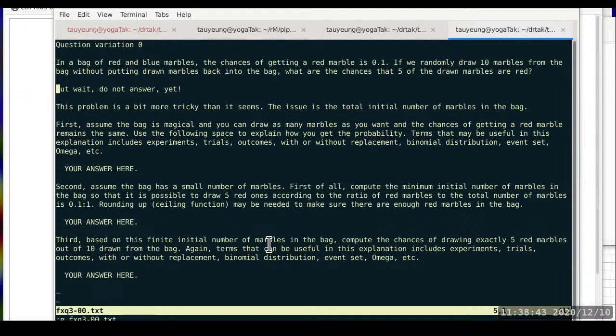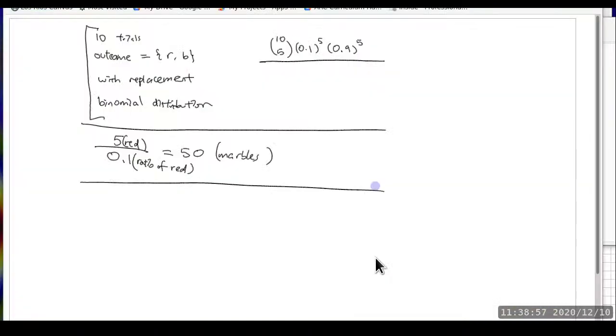Once again we want to use all of these terms: experiments, trials, outcomes, with or without replacement, binomial distribution, event set, and omega. Alright, so let's see what we're dealing with here. Once again we got 10 trials because we are picking 10 things out of the bag, and each time we pick one thing is one trial. The outcome of each trial is also really just red versus blue. And this time it is without replacement.